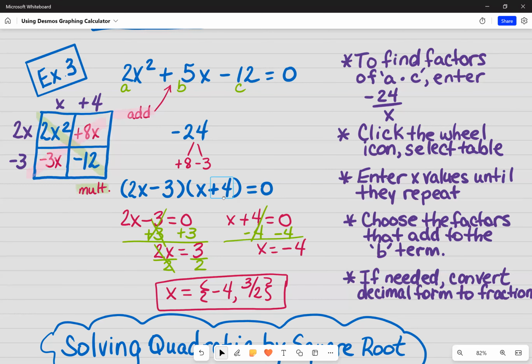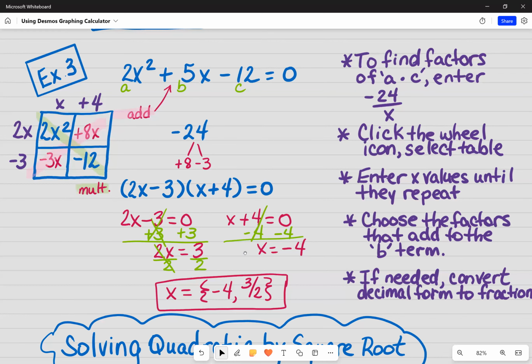Once I factor, now I have to set it equal to 0 to solve. What would I put in the place of x to make this expression true? Well, this equation, once I set it equal to 0, what would make this true? I said it would be -4 and 3/2.